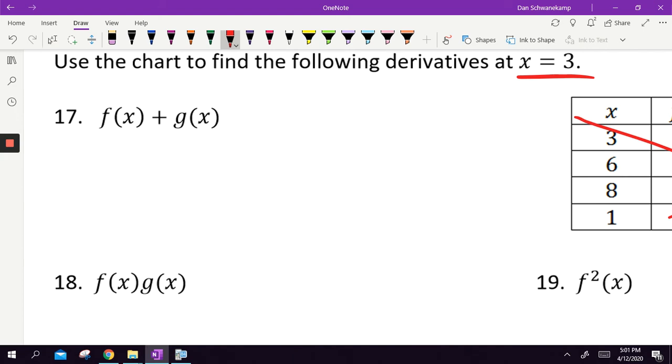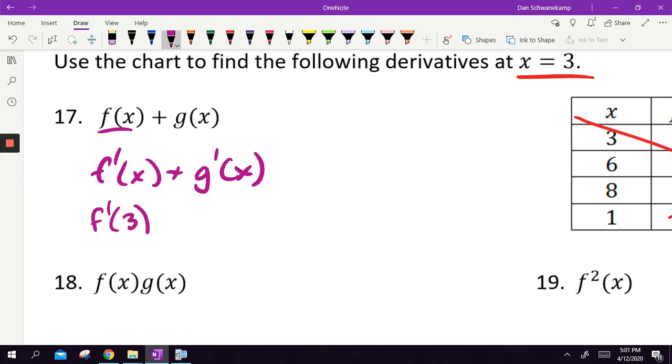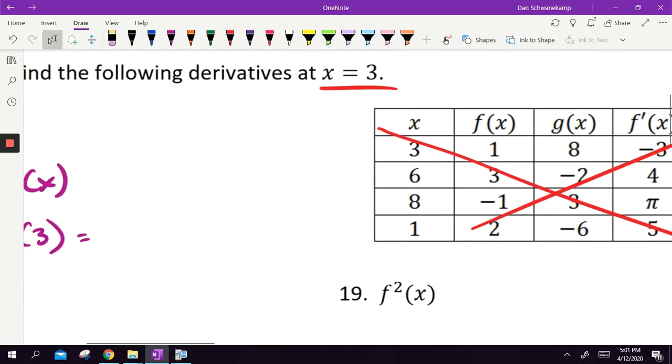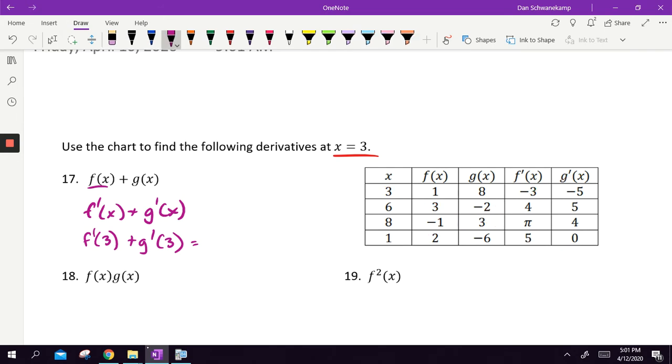f of x plus g of x. Do I need chain rule here? No, I don't need anything. What's the derivative of f? Oh, that's f prime. Plus, what's the derivative of g? Oh, that's g prime. And that's just at 3. So it's f prime of 3 plus g prime of 3. And that's going to get me my answer. If I did use my table, f prime at 3, that's negative 3, plus g prime at 3, that's negative 5, that would get me negative 8.